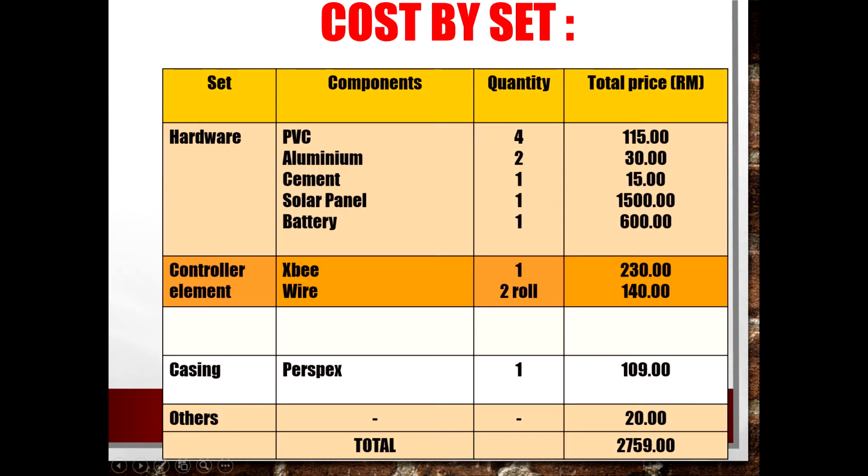For the set controller element, the component is XBee. The total price is 230 ringgit. And for the wire, the total price is 140 ringgit. For the casing, we use a plastic bag. The total price is 109 ringgit. And for the total cost of our product, it is 2,759 ringgit.